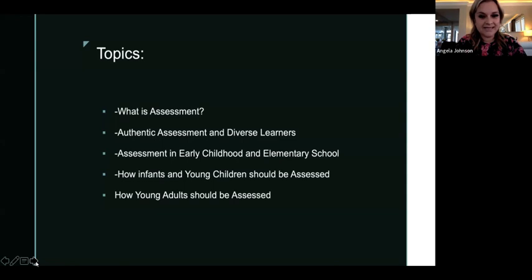Let's talk about that. And then assessment in early childhood, in elementary school, because we know it starts early. And then how infants and young children should be assessed. And then how young adults should be assessed, like middle school, high school. And then even college and undergraduate students, graduate students, why are we assessed the way we are assessed? And like things don't change. Why don't we change things, right? Let's talk a little bit about that.